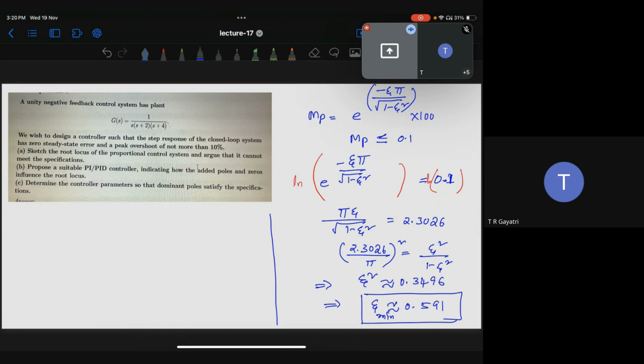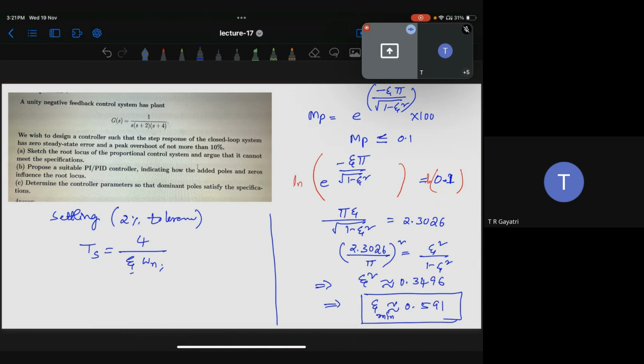Also we are looking for the settling time. If you look at the 2% tolerance, Ts is equivalent to 4 by zeta omega n. In this we already know the zeta value, so let us try to find omega n.